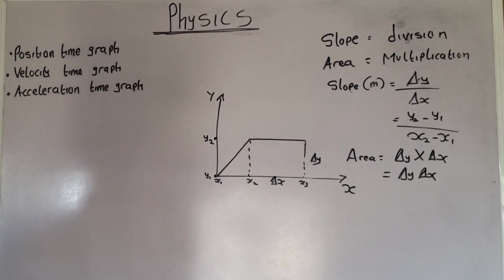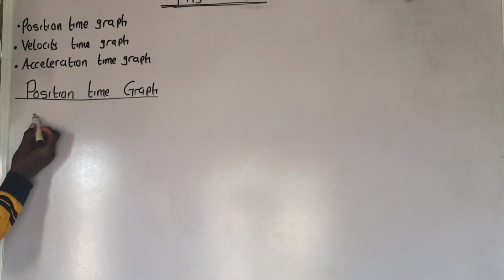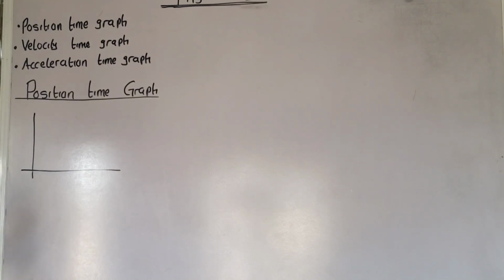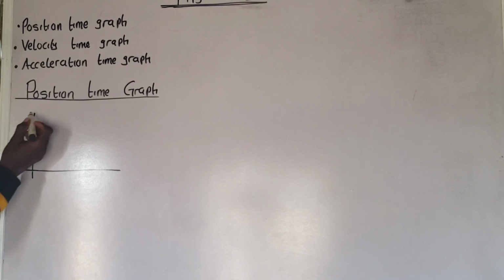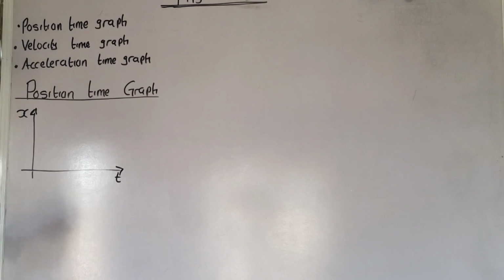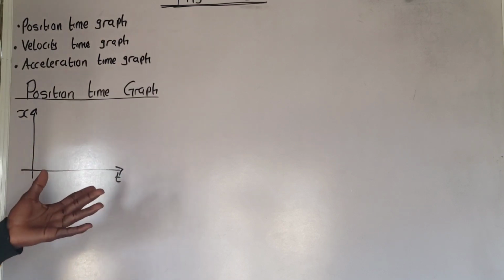Okay, let's quickly talk about the position time graph. Let's say we have an object traveling along the x-axis. The graph will be x versus t. You understand? Please pay attention. Let's say we have the graph like this. If the object is traveling along the x-axis, the graph will be x versus t. Of course, it is possible to have an object traveling along the y-axis. In that case, the graph will be y versus t. But let's just consider this as an example.